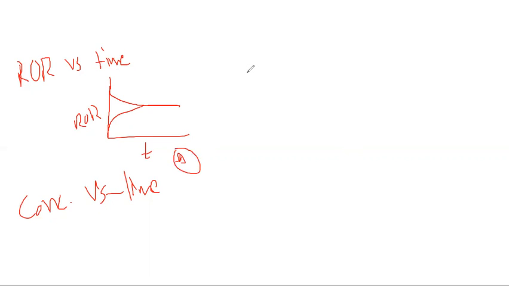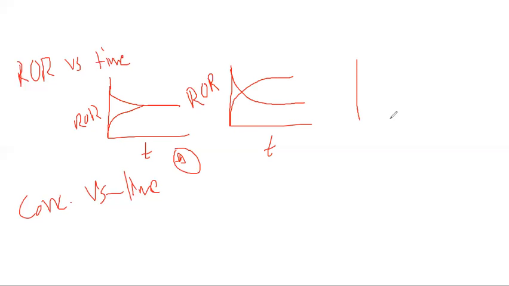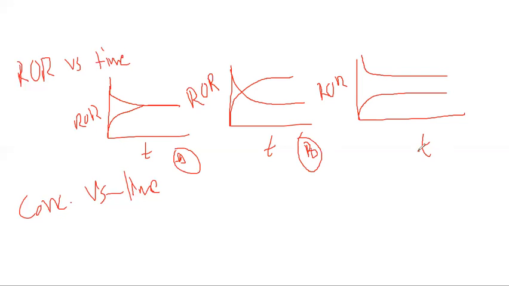Okay, next graph B. Graph B is between time and ROR, rate of reaction. I am representing rate of reaction as ROR. This is a forward reaction, this one is a backward reaction. Graph C, between time and rate of reaction. This is the rate of the forward reaction and this is the rate of the backward reaction. This is graph B and this is graph C.